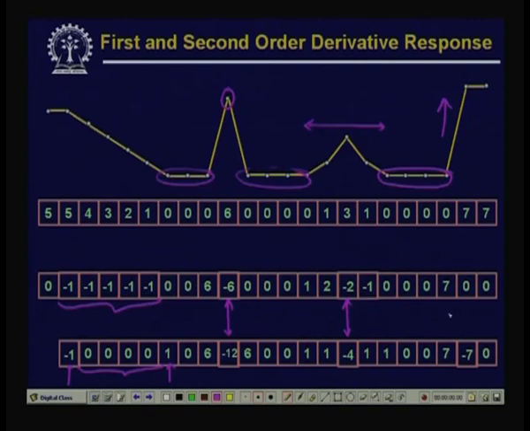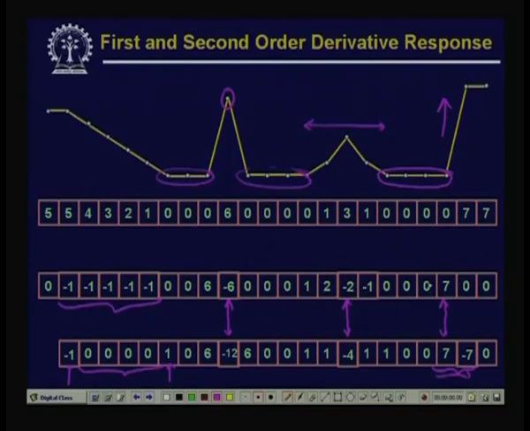Coming to this step edge, the response of the first order derivative and the response of the second order derivative are almost the same, but the difference is that in case of the second order derivative, I have a transition from a positive polarity to a negative polarity. Because of this transition, the second order derivatives normally lead to double lines in case of a step discontinuity in an image, whereas the first order derivative leads to a single line. Of course, the usefulness of this double line we will discuss later.